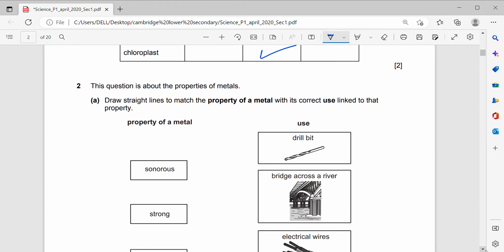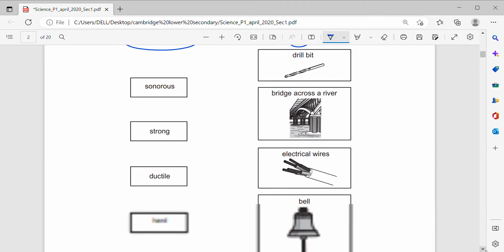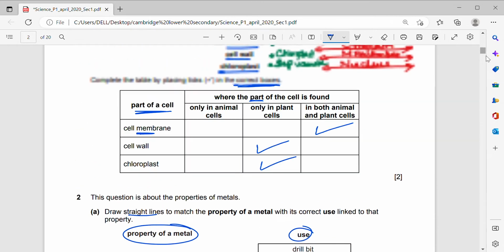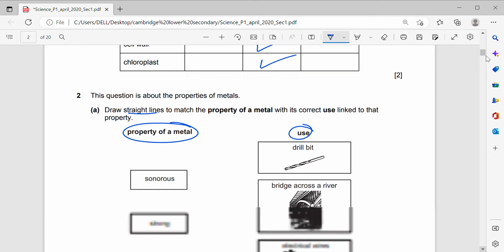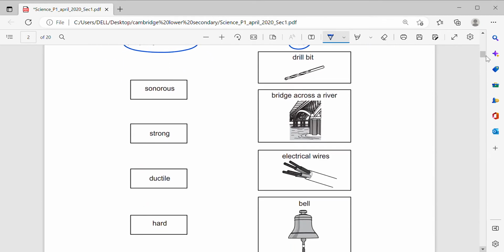Question 2. This question is about the properties of metals. Draw straight lines to match the property with the use. Let's look at the properties and the uses. Sonorous, strong, ductile, hard. What comes into your mind when you hear the word sonorous? A bell. علشان السونورس ده when a sound is produced when an object is struck. زي صوت الجرس. Okay? Full and loud sound.